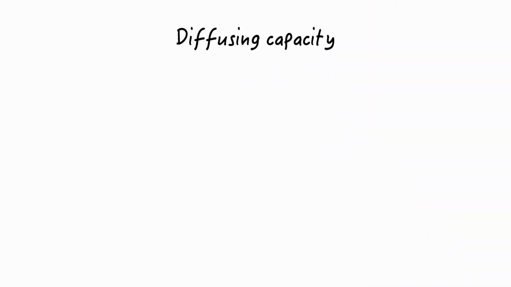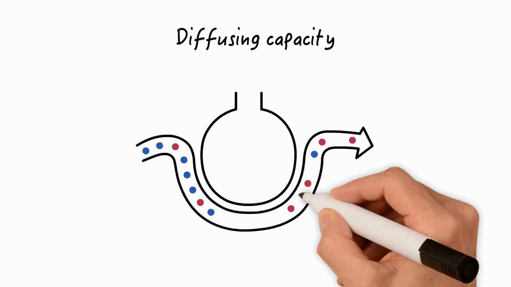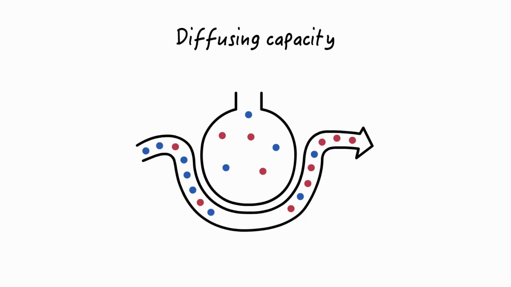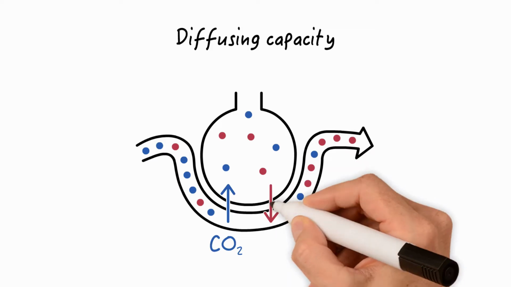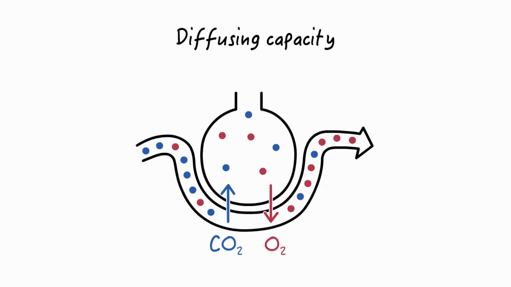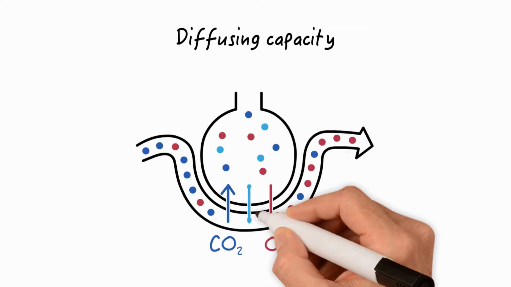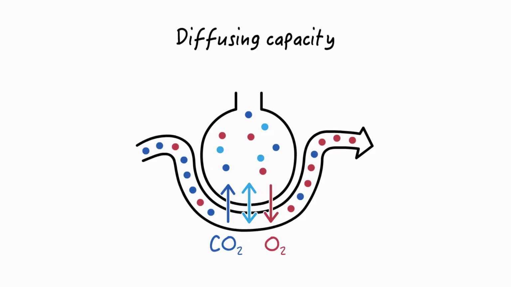Diffusing capacity is a very useful test to assess for the presence of lung disease and its effect on gas exchange. The test measures the efficiency with which a test gas moves across the alveolar-capillary membrane, reflecting changes in diffusion of intrinsic alveolar gases, most notably oxygen.